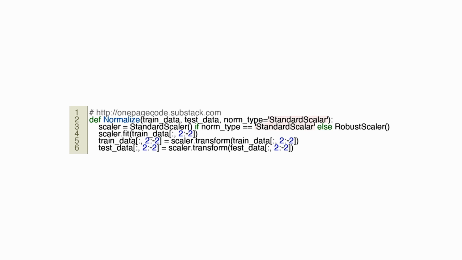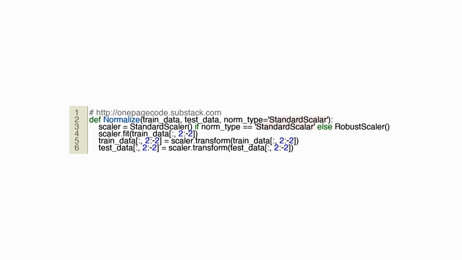Inside the function, the code creates a scaler object depending on the value of norm_type. If norm_type is StandardScaler, the scaler object created is of type StandardScaler. If it is any other value, the scaler object is of type RobustScaler. Next, the scaler object is fitted using train_data, which essentially computes and stores the mean and standard deviation of the data. This information will be used later for scaling the data. Then the third and fourth columns, index 2 to minus 2 of train_data, are scaled using the transform method of the scaler object. This is done by subtracting the mean and dividing by the standard deviation.